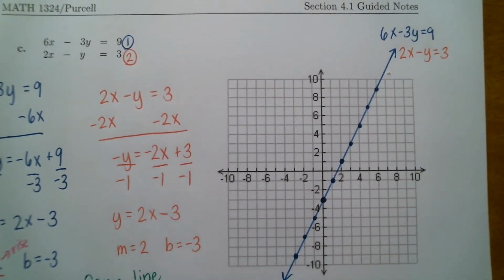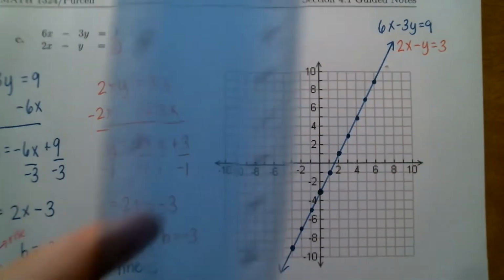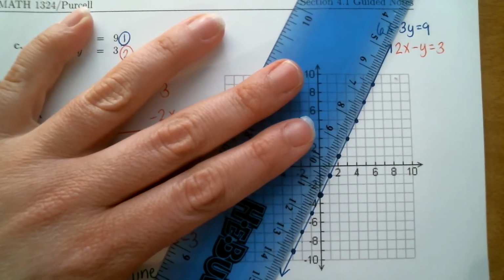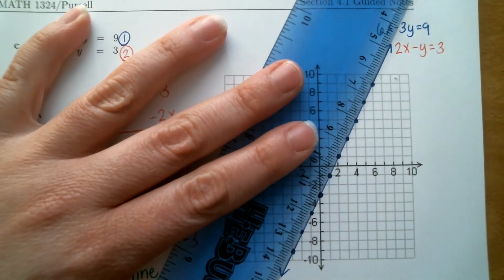So now what? What does this mean in terms of the solution of the system? Well, both lines are the same. I have orange. Maybe I'll use orange. If I came over here, the other line would be on top of it, because it's the same line. They're going to lie on top of each other.